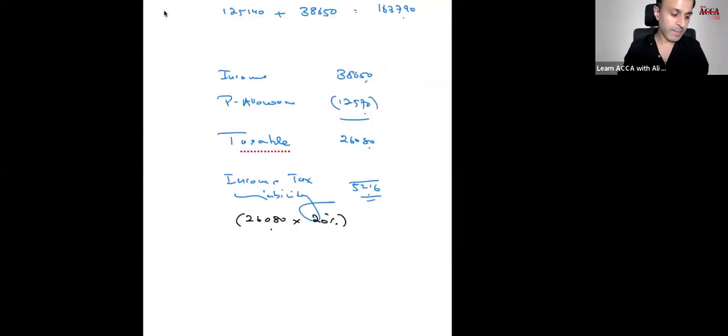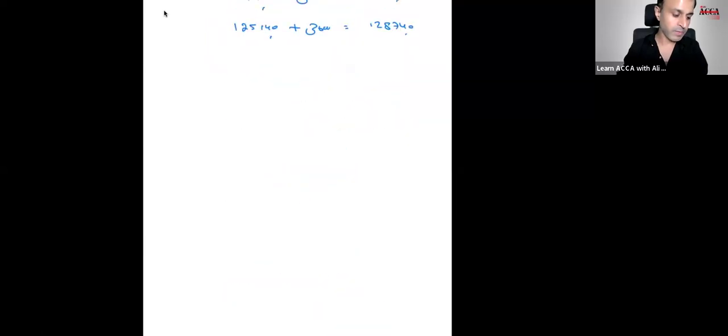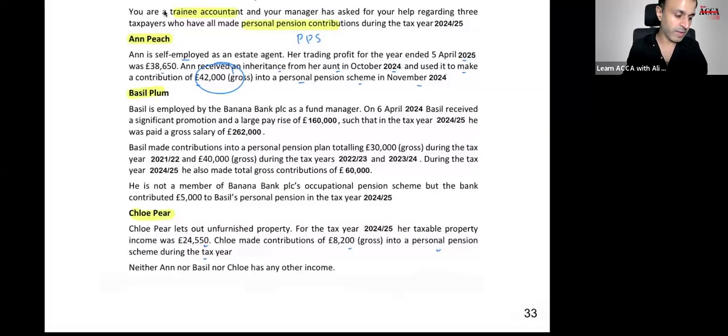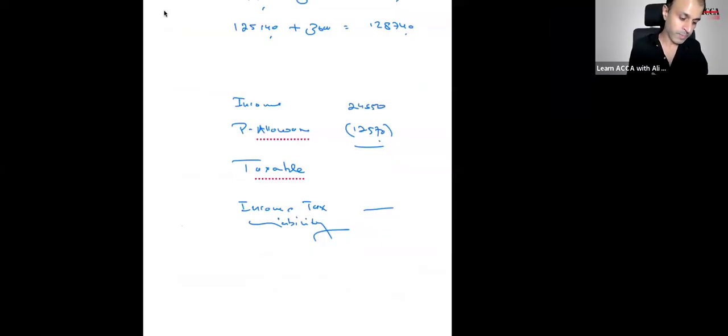So when I go to calculate the liability for this person, it will simply be worked in the same way as above. The level of income that this person has is 24,550. 24,550 minus 12,570 is 11,980. Income tax liability at the rate of 20% is 2,396.